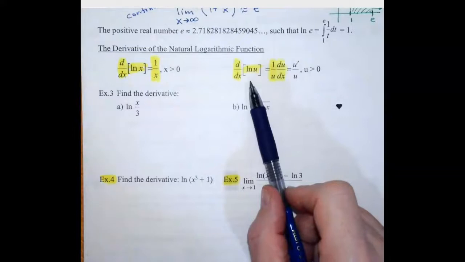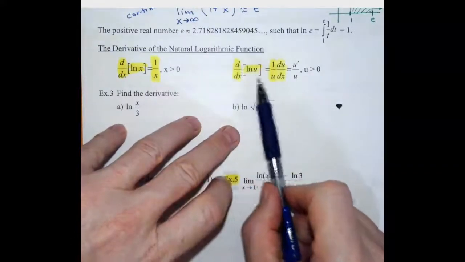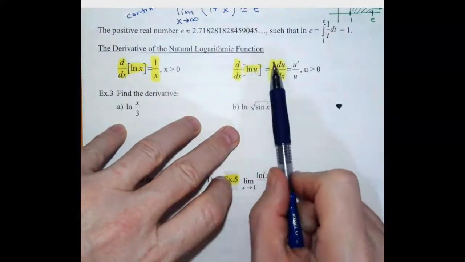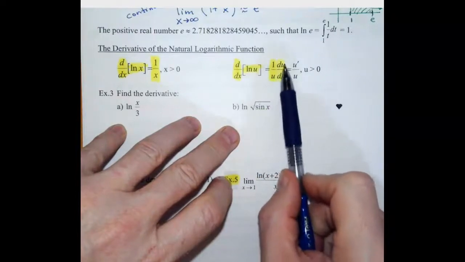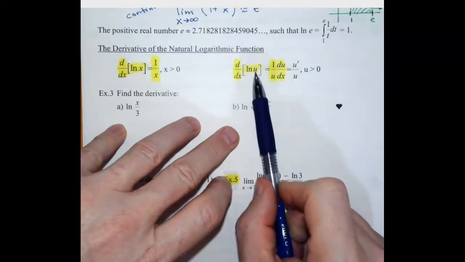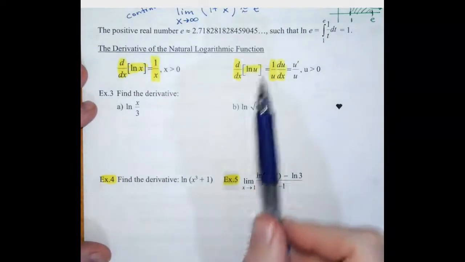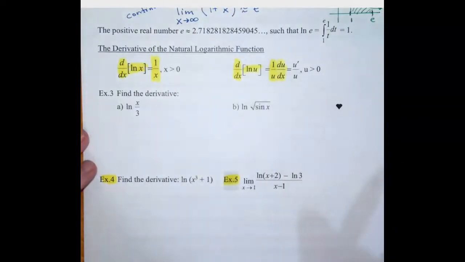Now over here, we're going to use the chain rule. So the derivative of the natural log of u is 1 over u times du, times the derivative of whatever's inside there. So now we're just going to practice that a couple times.